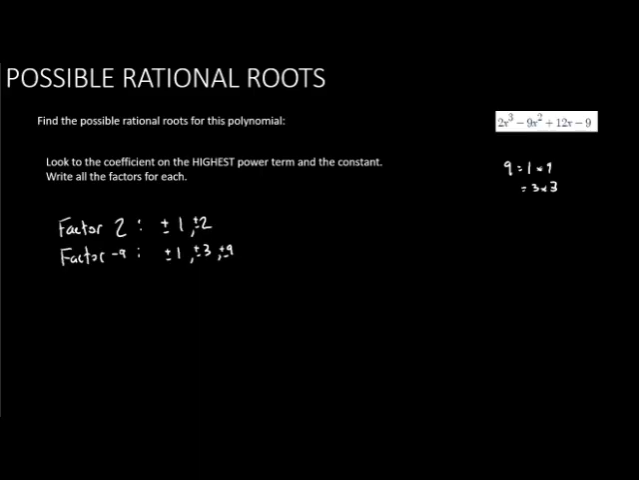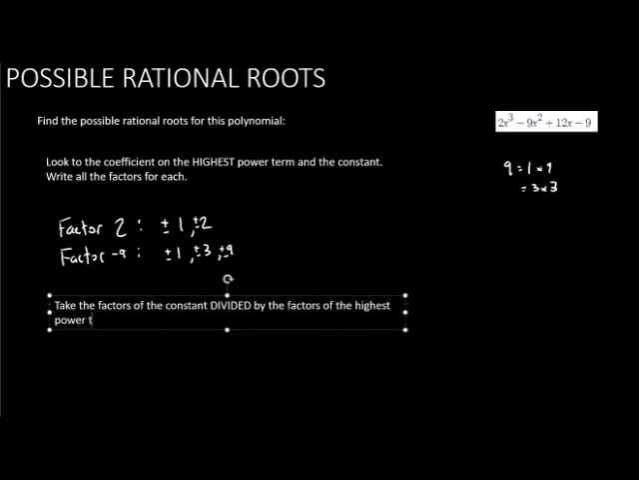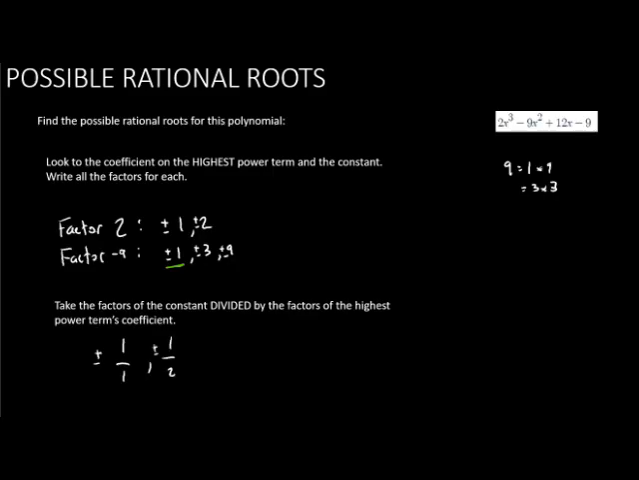Now that we have our factors, the way we write all of the possible rational roots is to divide the factors of our constant by the factors of our highest power term. We'll begin with the plus or minus 1, and we'll divide that plus or minus 1 by each of the factors of 2. So our first option will be 1 over 1. We'll remind ourselves that's plus or minus, and then we'll also say 1 over 2, also plus or minus.